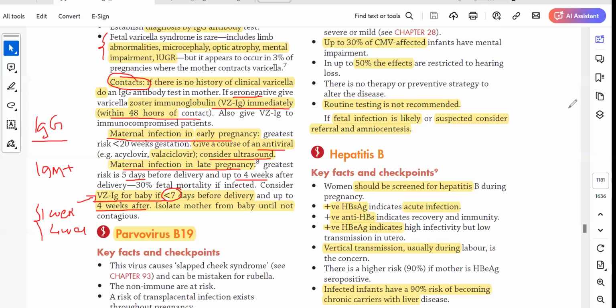IgG will be positive lifelong. Once the patient gets it, it will be positive for life. But sometimes rubella immunity goes down. Even if the patient got vaccinated during childhood, the immunity against rubella can get low. So that's why even for a vaccinated patient, we need to do it.